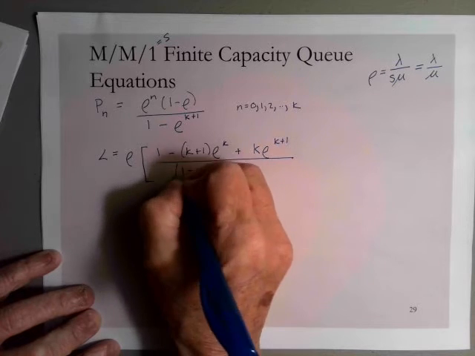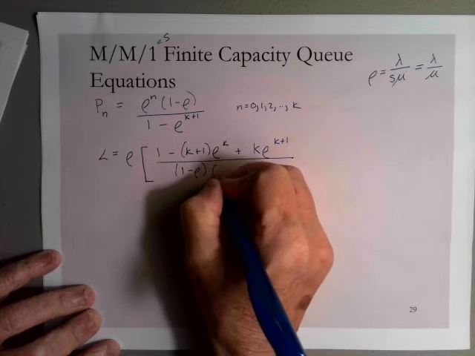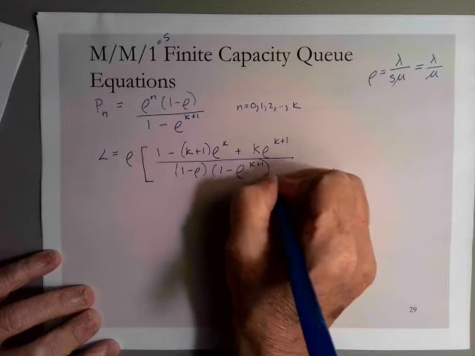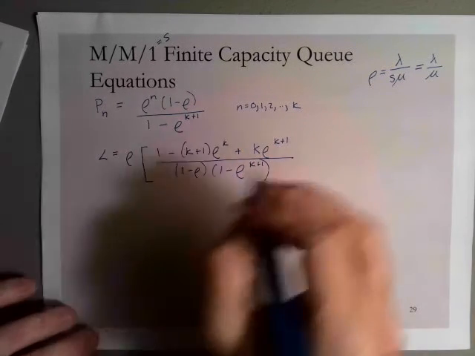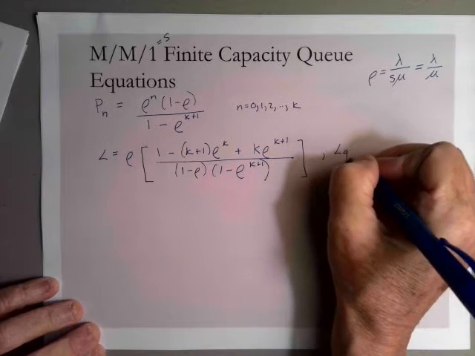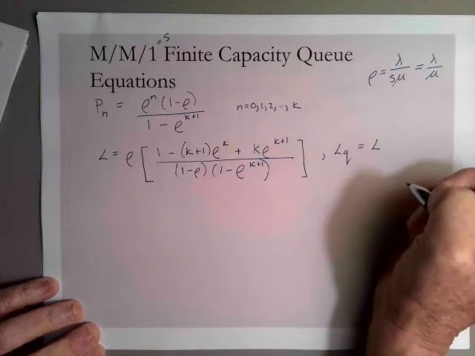So this is the equation for the number of people in the system, and then the last term down here is that. So you might want to pause the video here and write that down. And then the number of people in the queue is just going to be the number of people in the system.